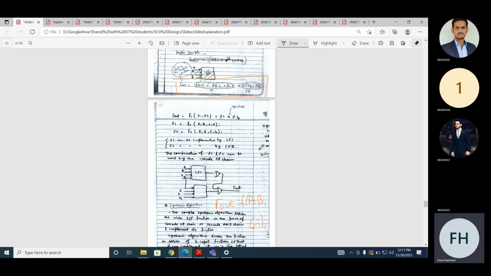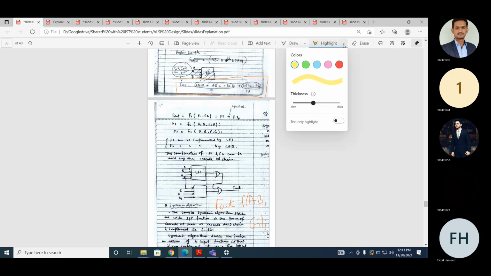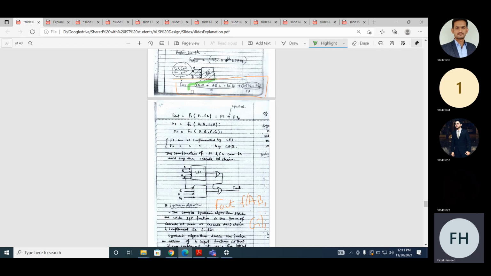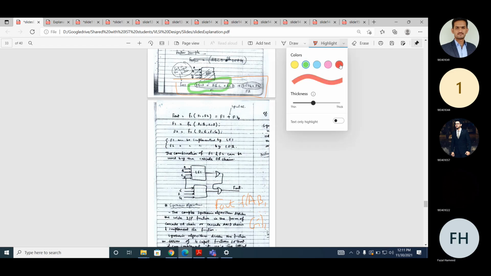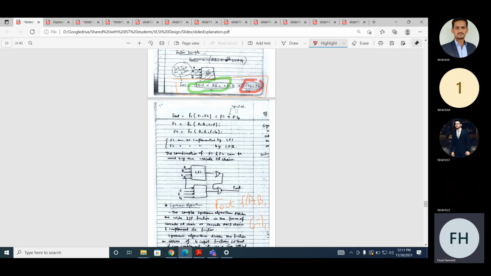So we have divided a wider function input into multiple 4 input functions. Actually, F out is a wider function of 7 inputs. We have divided this into two functions of 4 inputs. One is F1, and another is F2. Now F1 is a function of A, B, C, D. And F2 is a function of D, E, F, G.